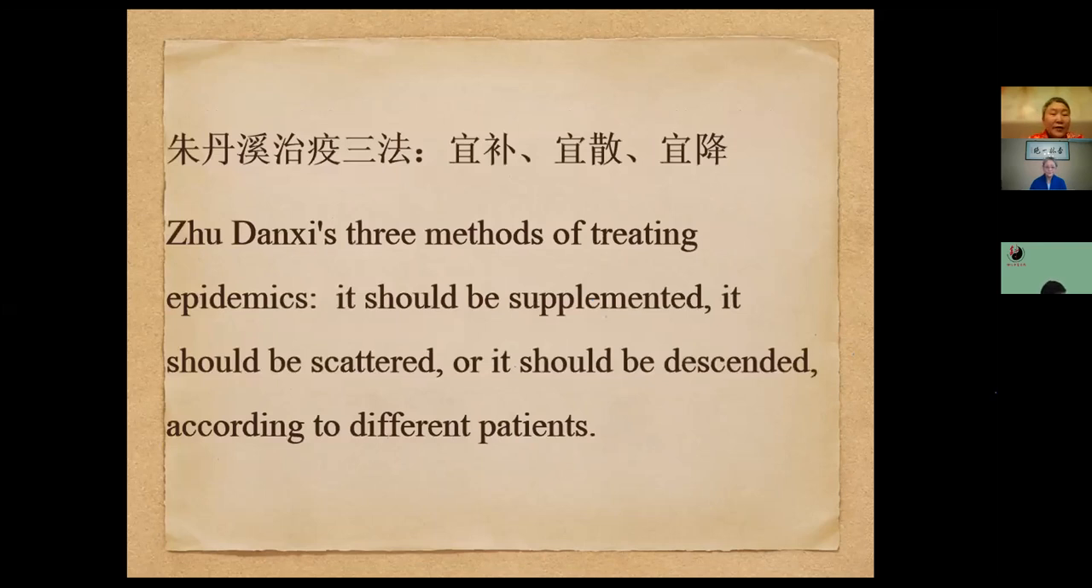There's a very famous doctor called Zhu Danxi in the history of Chinese medicine. He wrote a book about how to treat an epidemic. He wrote in his book that the three methods of treating epidemics are: it should be supplemented, it should be scattered, like scattering the dampness and scattering the fever, the heat, or it should be extended according to different patients.